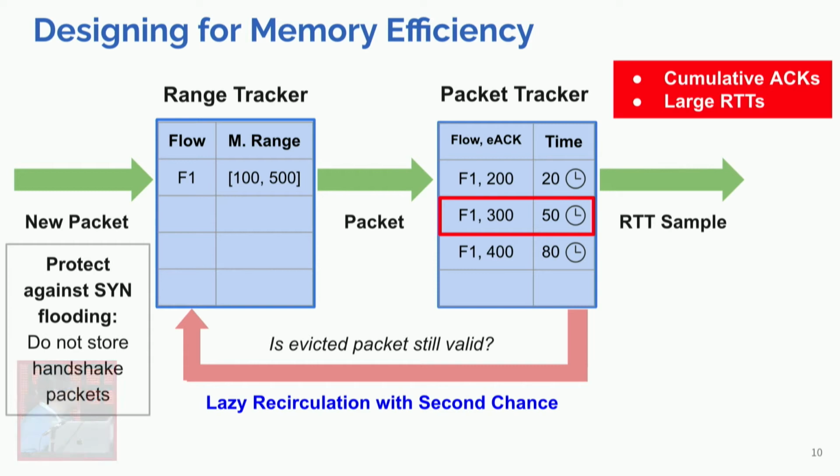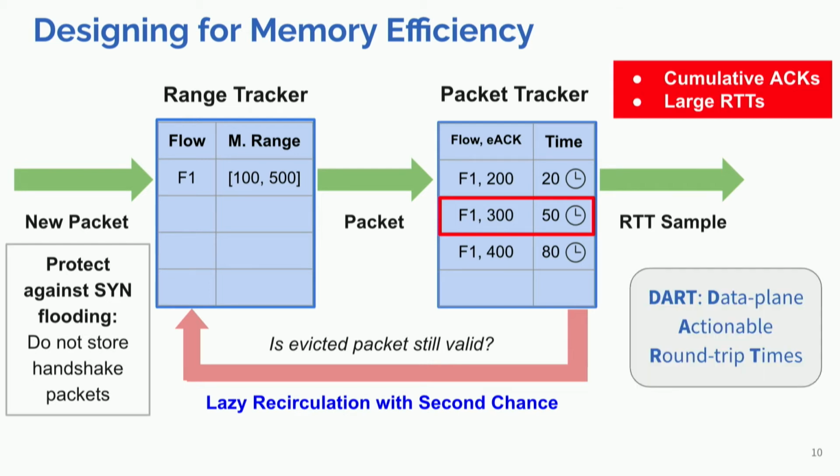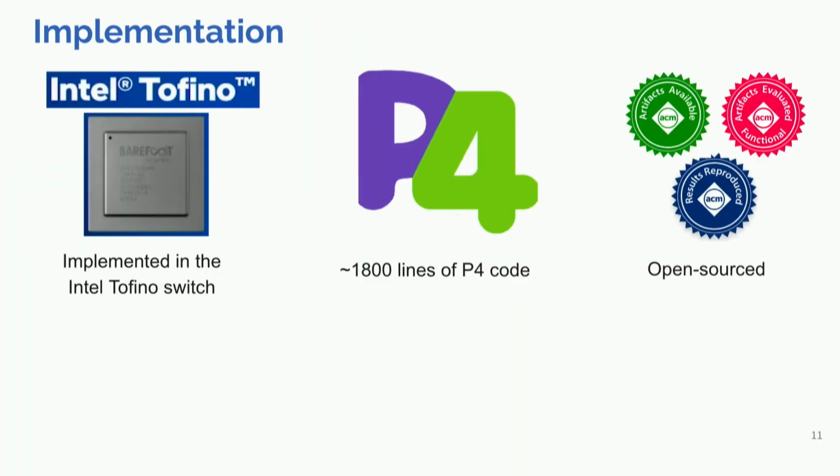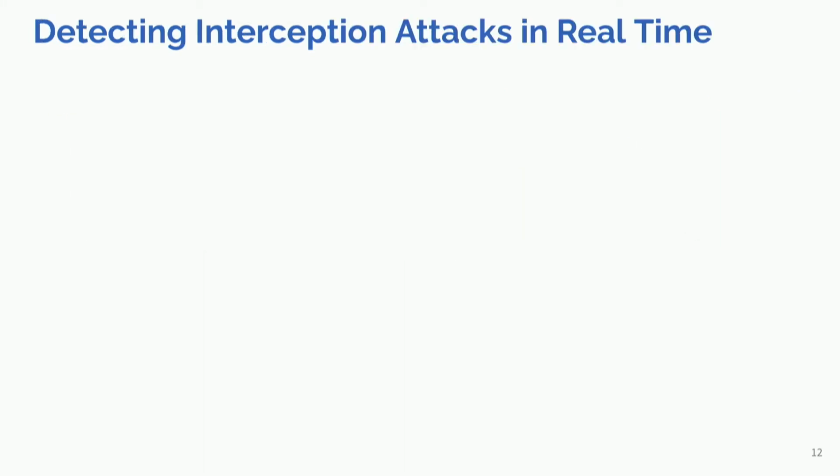We also protect against flooding by not storing handshake packets. This is a design decision we take to not store state when we don't need to. And together, this system becomes Dart, which is nothing but data plane actionable round-trip times. This is implemented in the Intel Tofino and has been open sourced, so you can go take a look at it. Now we come back to our first example.